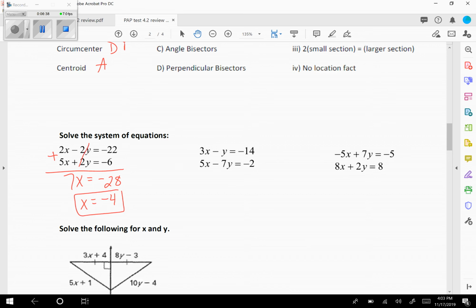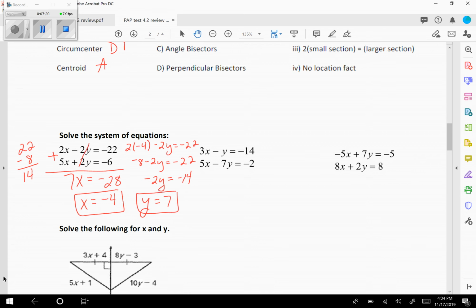So there's x. And now to find y, we just plug x back into either one of those equations. It doesn't matter which. I'm just going to do the top one. So 2 times negative 4 minus 2y equals negative 22. So this is negative 8 minus 2y equals negative 22. So negative 2y equals 22 minus 8, which is 14, so it's negative 14. Divide by negative 2, and so y is going to be positive 7. So there's that one.